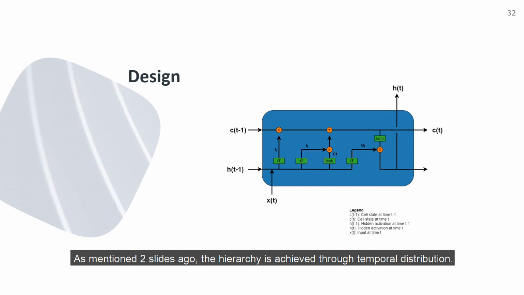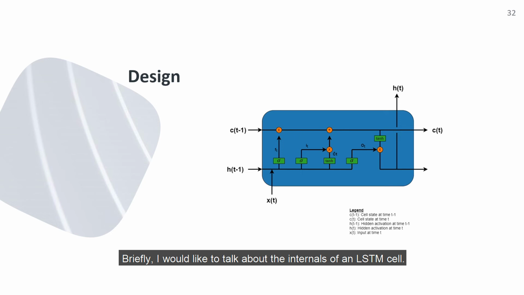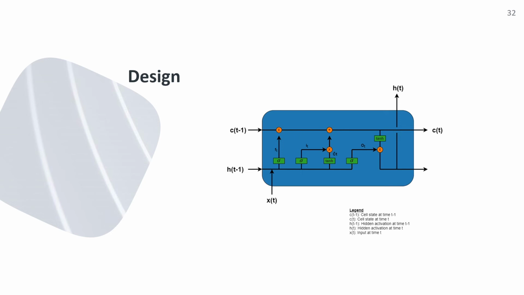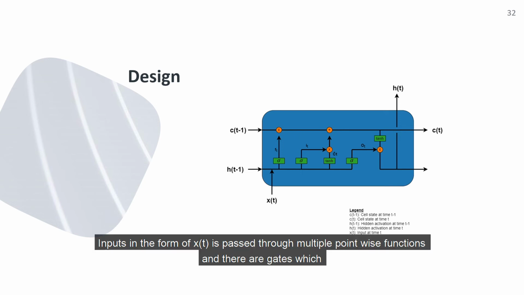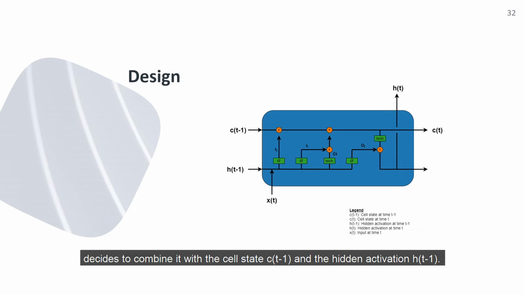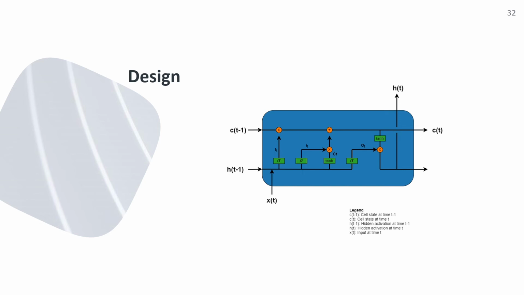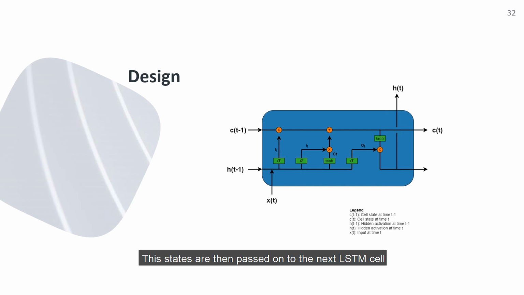As mentioned 2 slides ago, the hierarchy is achieved through temporal distribution. Briefly, I would like to talk about the internals of an LSTM cell. Input in the form of xt is passed through multiple pointwise functions, and there are gates which decide to combine it with the cell state ct-1 and the hidden activations ht-1. These states are then passed on to the next LSTM cell.